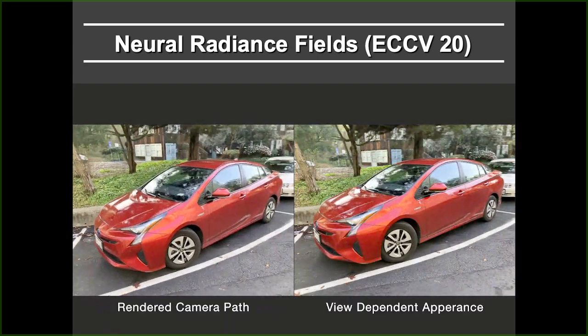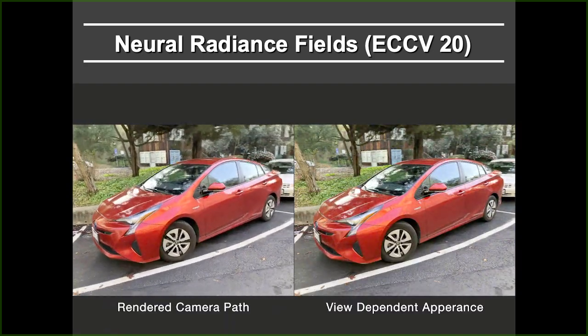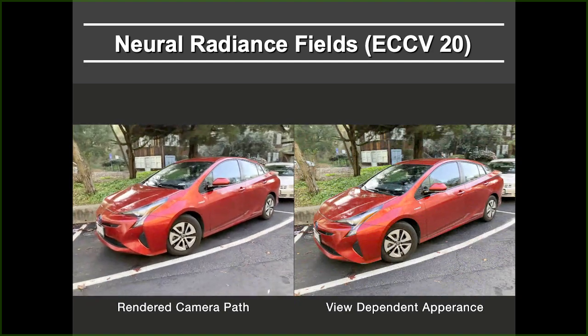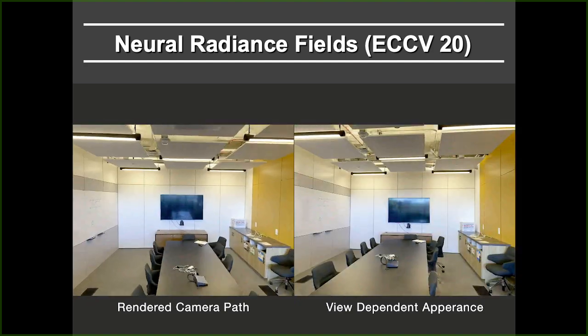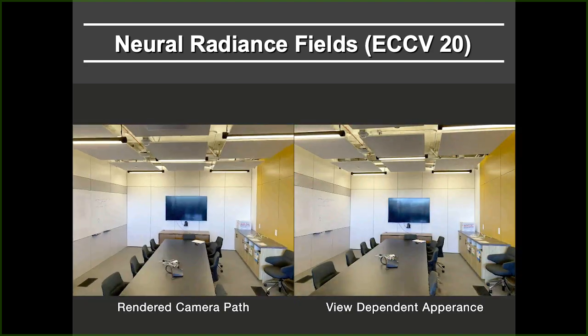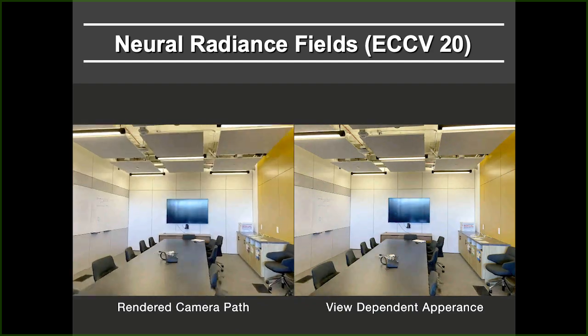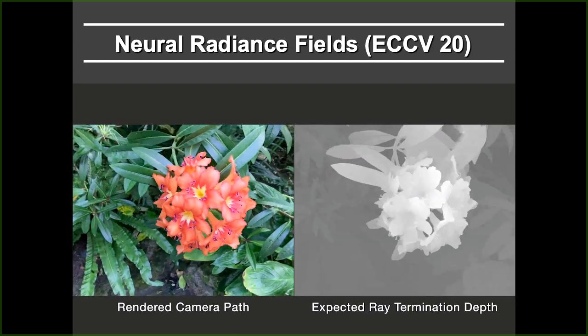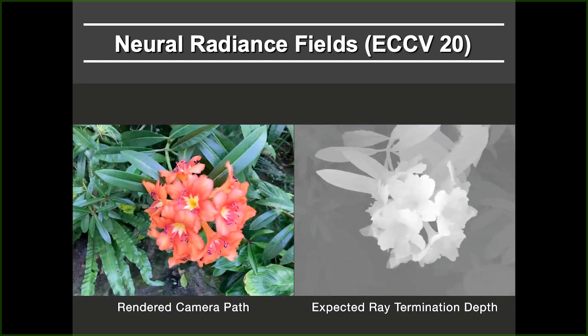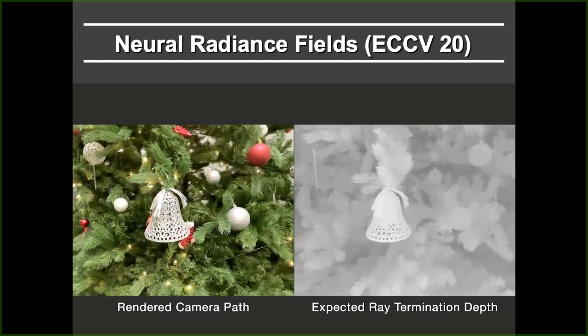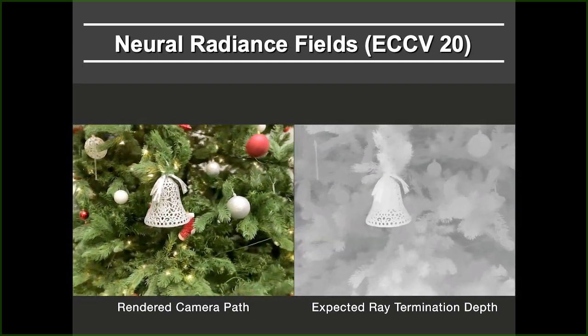We can visualize the detailed view-dependent effects captured by our representation, such as the sharp reflections and specularities on this car, and the glossiness of this room's television and conference table. Our representation captures high-quality scene geometry, such as the details on this red flower, and complex occlusion effects in these tree leaves and ornaments.